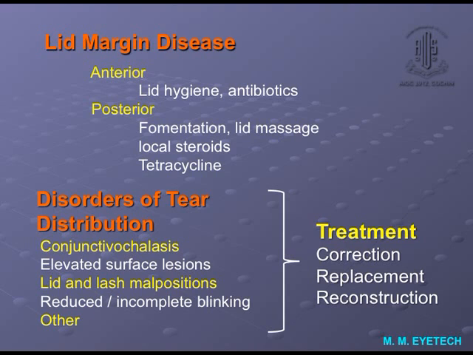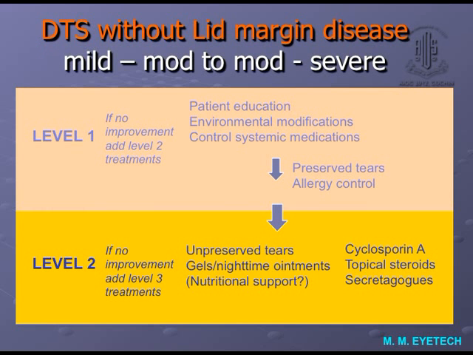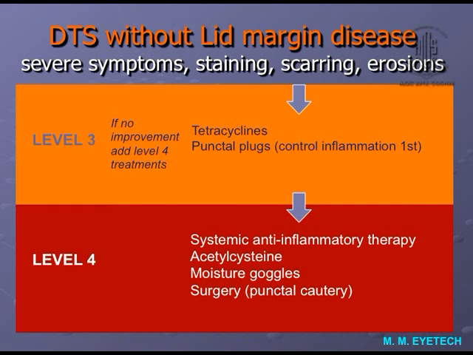And if there is disorder of the tear distribution, Dr. Raju very nicely showed conjunctival chalasis and the treatment, which may be either correction, replacement, or a reconstruction of these lid conditions. This would be a part of the management. And to go back to this mild, moderate, severe, again, the slides are shown to just give you a broad overview of what needs to be done in these patients.